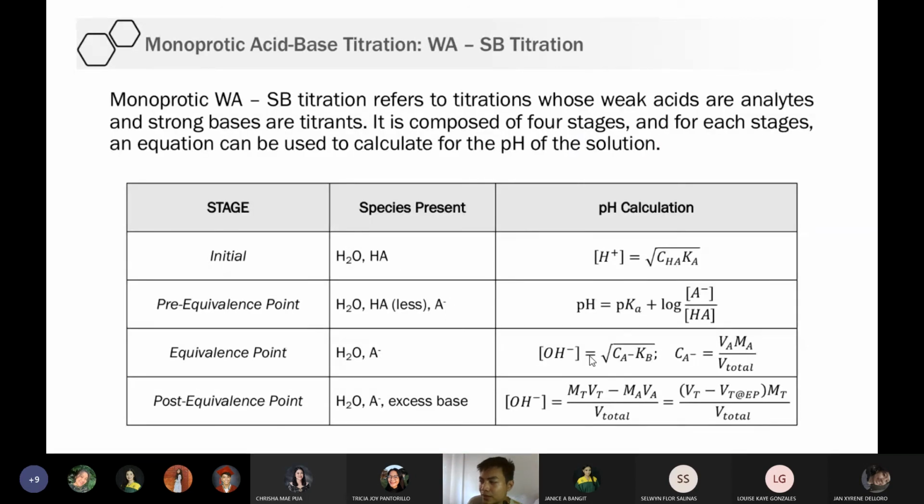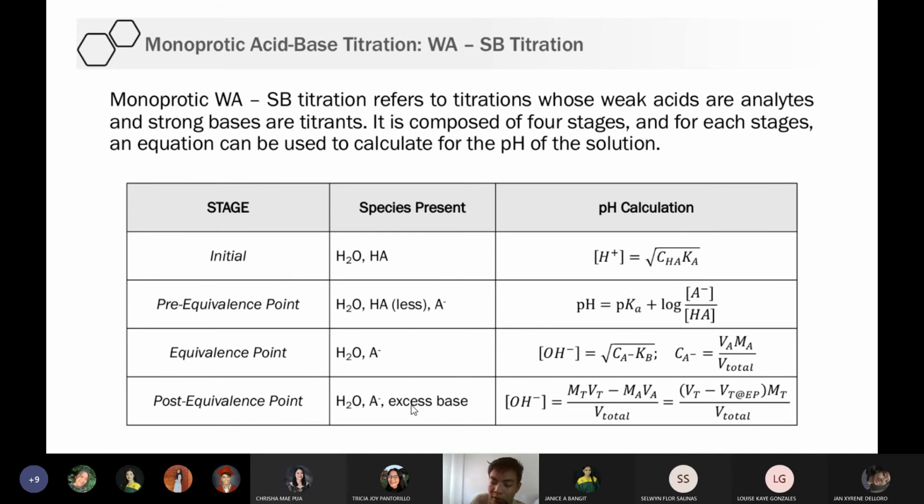So the equation to be used there is the square root of CBKB to get the concentration of the base. The concentration of the base can be calculated using this equation. This is the dilution formula lang. Then after that, kapag nagdagdag pa tayo ng sobrang titrant, ang present sa solution natin ay water, conjugate base, and the base, which is stronger kasi strong base yan. So yung excess base na stronger, ito yung magko-contribute to the post-equivalence pH values.